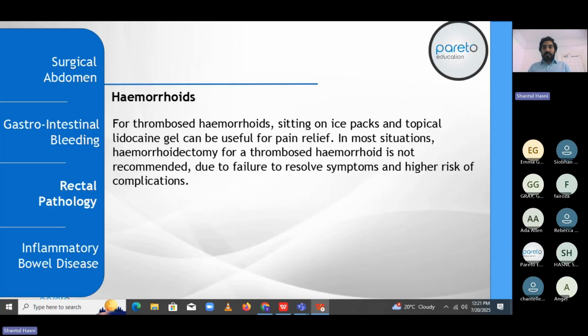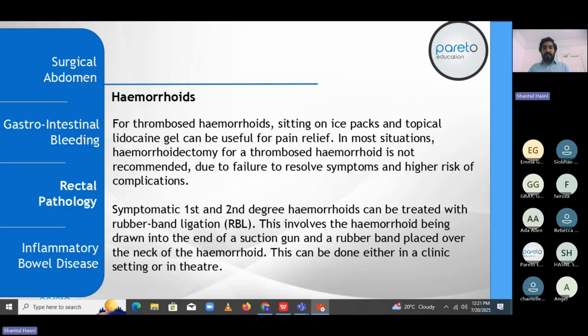For thrombosed hemorrhoids, sitting on ice packs, yes. Topical lignocaine gels, topical anesthetics, they usually tend to help a lot. Symptomatic first and second degree hemorrhoids can be treated with rubber band ligation. It's a very simple procedure.